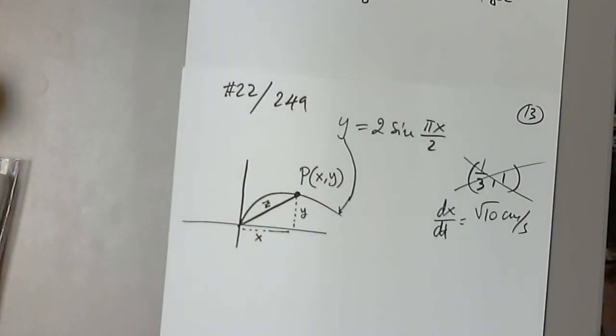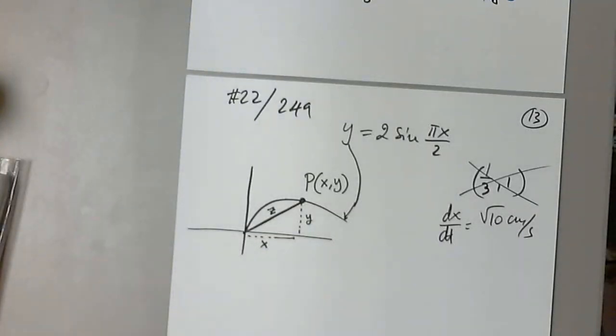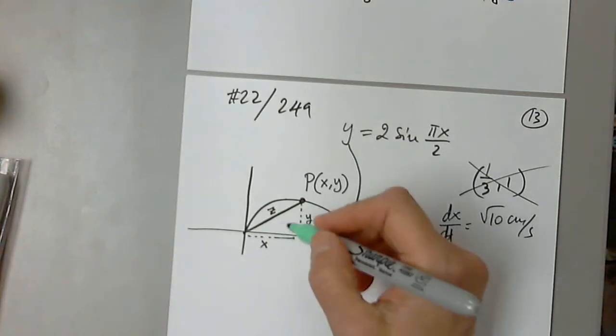So one more time, let's read the problem again. A particle moves along the curve. We're given the function. As the particle passes through, I don't care. Its x-coordinate increases at a rate, I don't care. How fast is the distance from the particle to the origin changing at this instant? What do you think we're going to have to do again? No, we don't have to use triangles. We have to use what? Pythagorean theorem, yes. Because this is a right triangle.